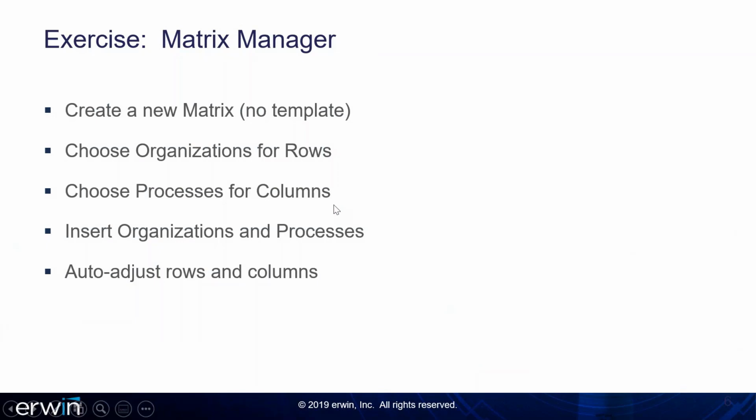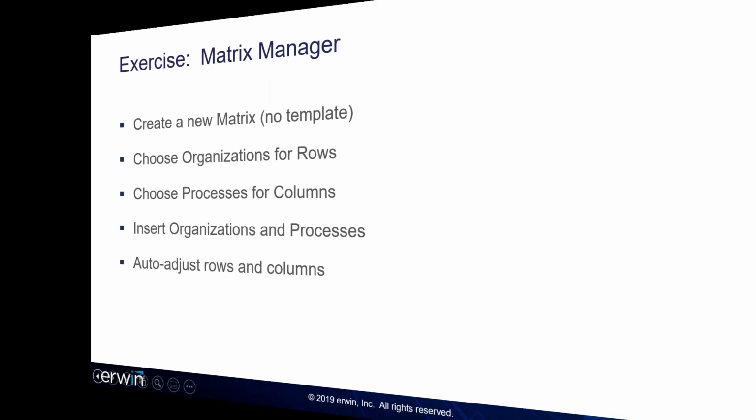Now, what we'll do is we'll do a simple exercise in the matrix. You can see how simple it is to create a matrix. We'll do one without a template. In our EA Foundation sample model, we'll choose organizations and processes, and then we'll adjust the rows and columns.